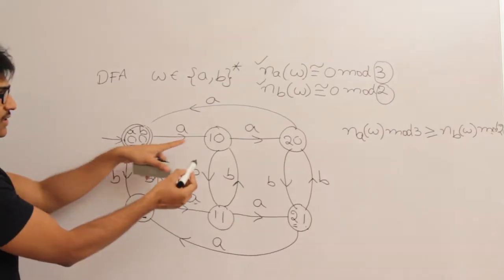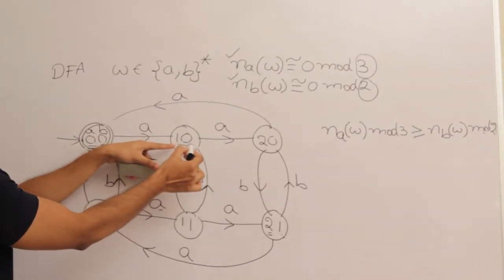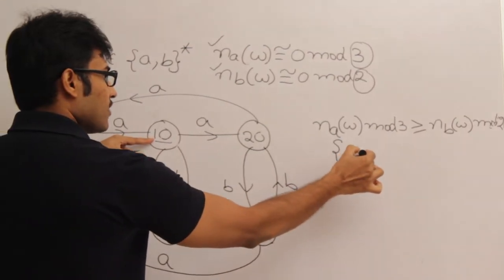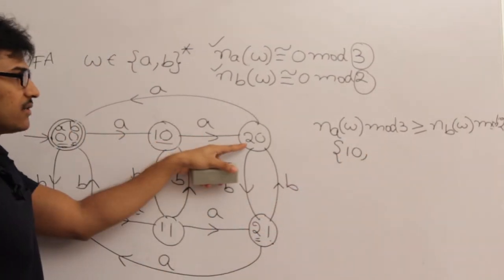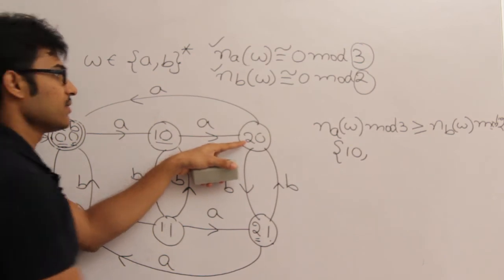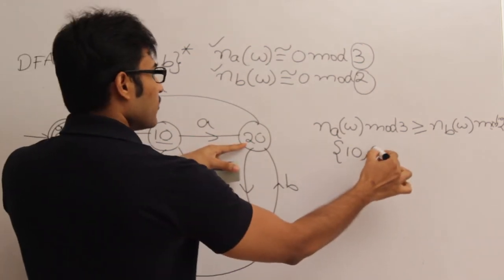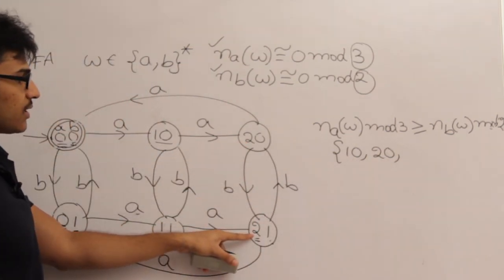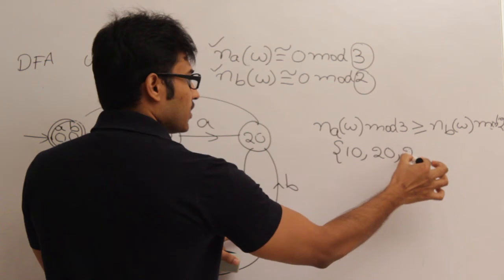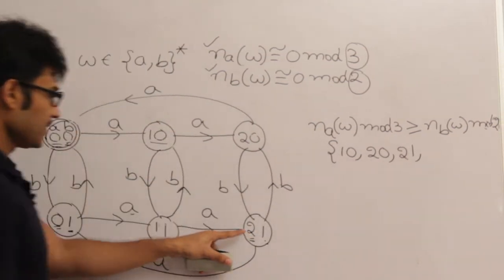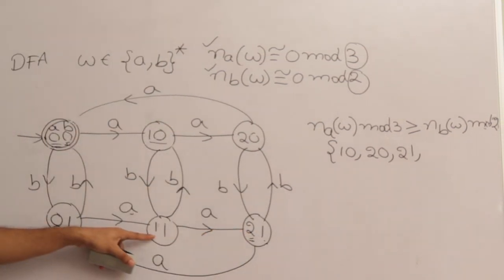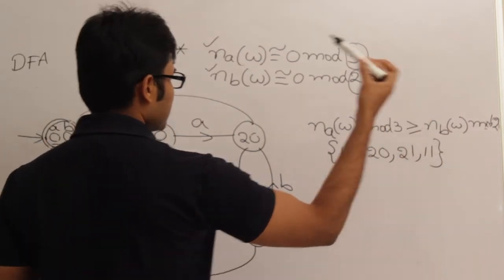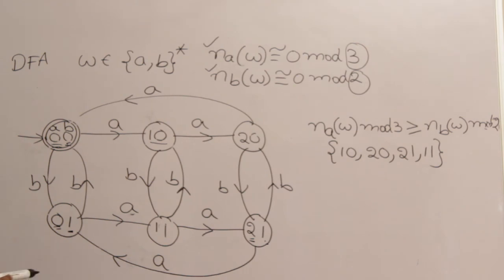See this is the state in which A's are greater than B's taken mod 3 and mod 2. Therefore final state has to be 1, 0, and this is the state in which A's are greater than B's, which means 2, 0 is the final state, and this is the state in which A's are greater than B's, so 2, 1 is the final state, and this is the state in which both are equal. Therefore 1, 1 is also going to be the final state. That is how I should be filling, right?